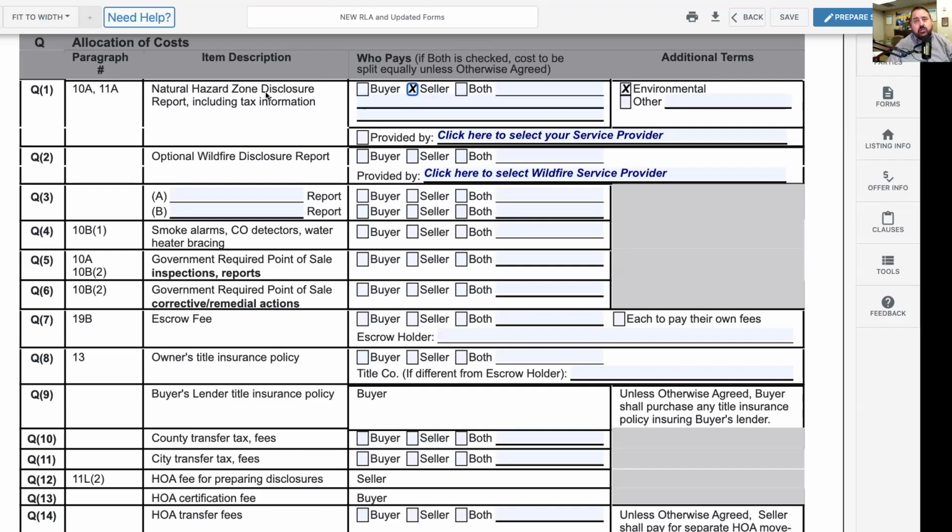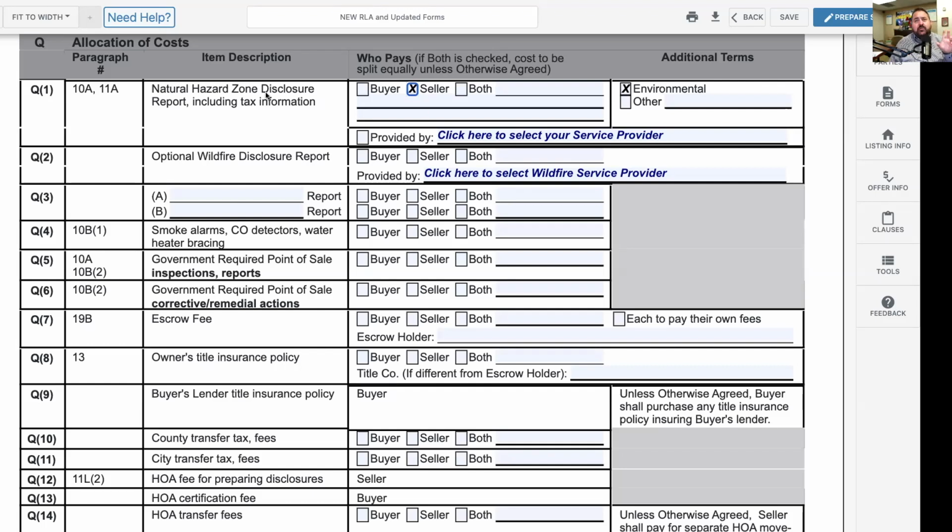So in disclosures, there's a form called the natural hazard disclosure statement, not report. That natural hazard disclosure statement is the required disclosure. And that one is solely filled out by the seller. It's the seller answering the questions about fire zones and earthquakes and all those things. Our sellers don't know that stuff.